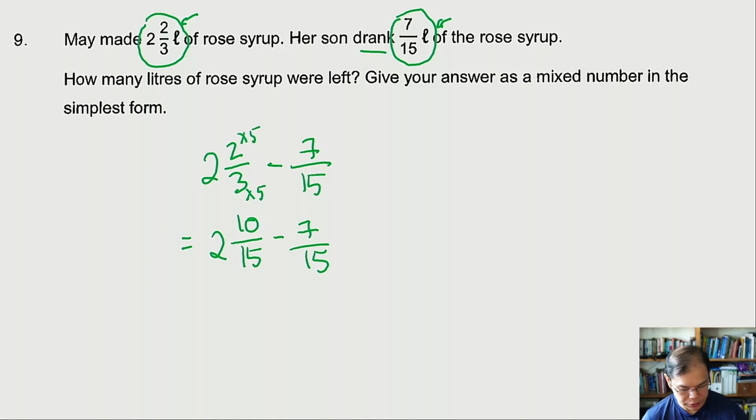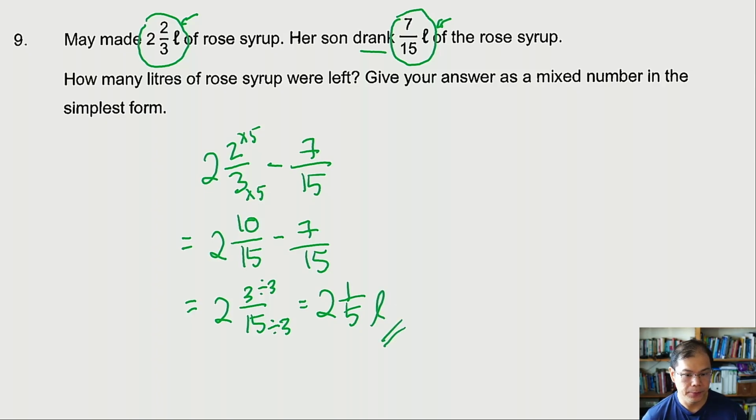Okay, so it's just changing the fractional part to have the same denominator, and then you can do your normal subtraction. So I don't have a whole number part, so I'm still left with 2 wholes. Now it's 10 out of 15 minus 7 out of 15. That will be 3 out of 15. Okay, 3 out of 15, I can simplify, and so this is the answer. Please remember to simplify your fractions.